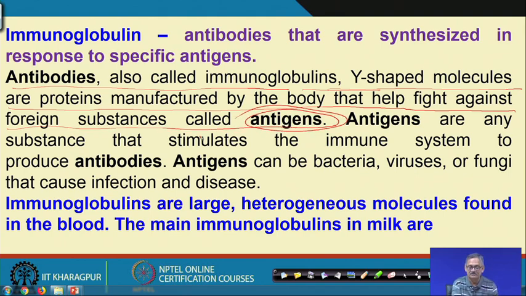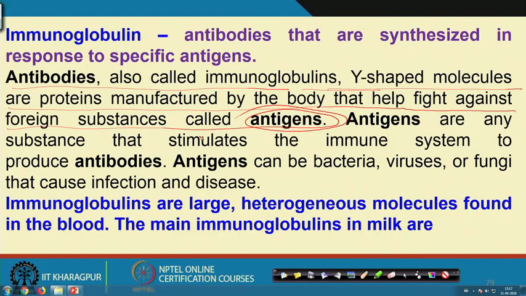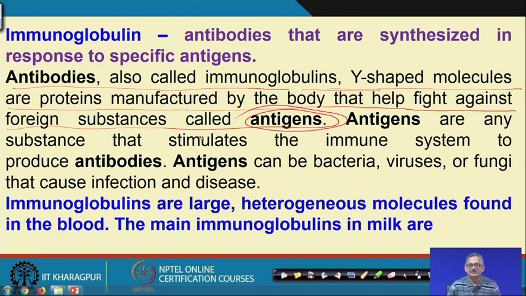called antigens. So, the moment an antigen is present, the body mechanism immediately tries to develop an antibody to that antigen, right? And this antigen is the source of the infection. Antigens are any substance that stimulates the immune system to produce antibodies. Antigens can be bacteria, viruses, or fungi that cause infections and diseases in the body. So, when an antigen is there, it triggers the production of antibodies to fight against it, right?